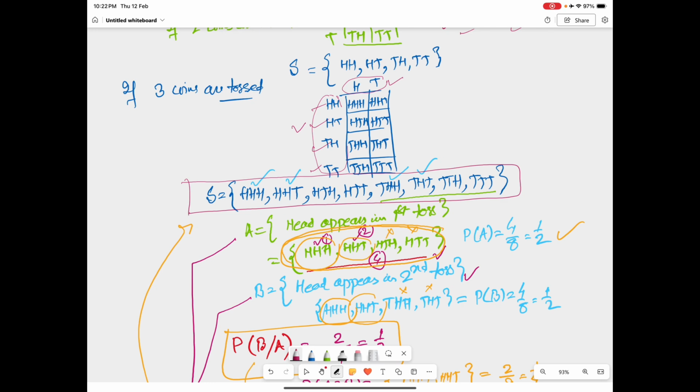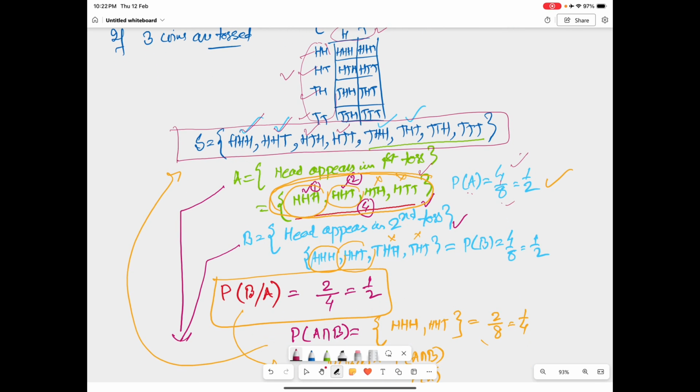Now, if A is an event that head appears in the first toss, you can always see there are 4 ticks. Head appears in the first toss: HHH, HHT, HTH, and HTT. So there are 4 cases in which the head is appearing in the first toss. So the probability of occurrence of A is 4, and the total sample space is 8. So the probability that head appears in the first toss is favorable outcomes divided by total outcomes, which is 1 by 2.